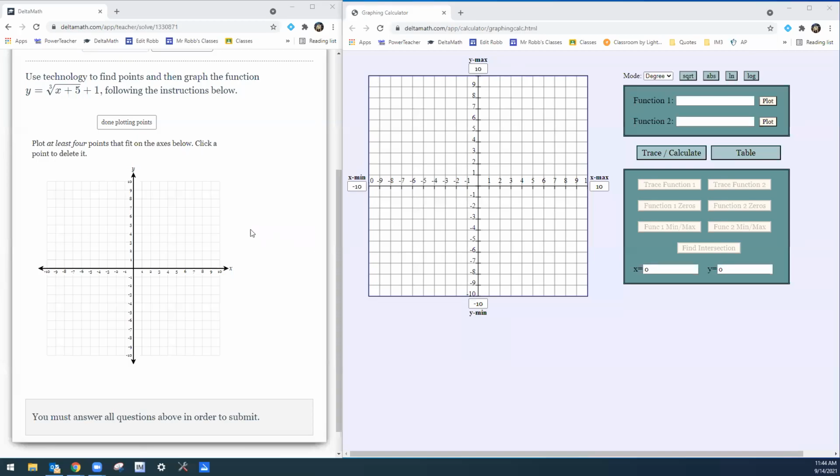All righty. I want to talk about this problem where it says technology to find points with a cube root on DeltaMath. It's a little bit tricky for some people. So here is the DeltaMath graphing calculator. I want to make sure you know how to type it in.